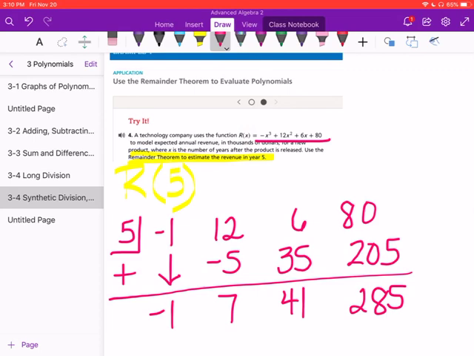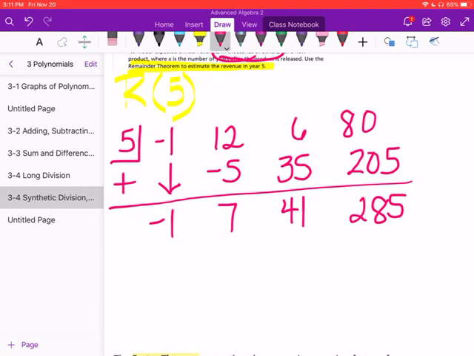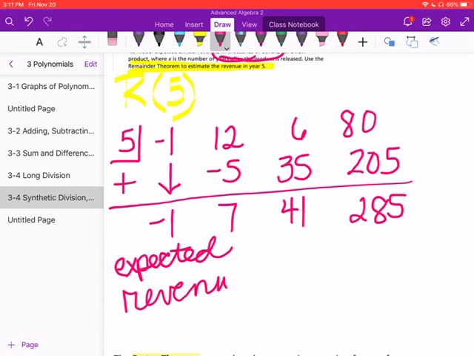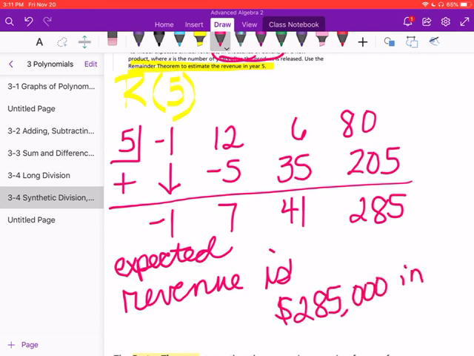And remember that r is the revenue in thousands of dollars. So $285,000 is my expected revenue in 5 years. So expected revenue is $285,000 in 5 years.